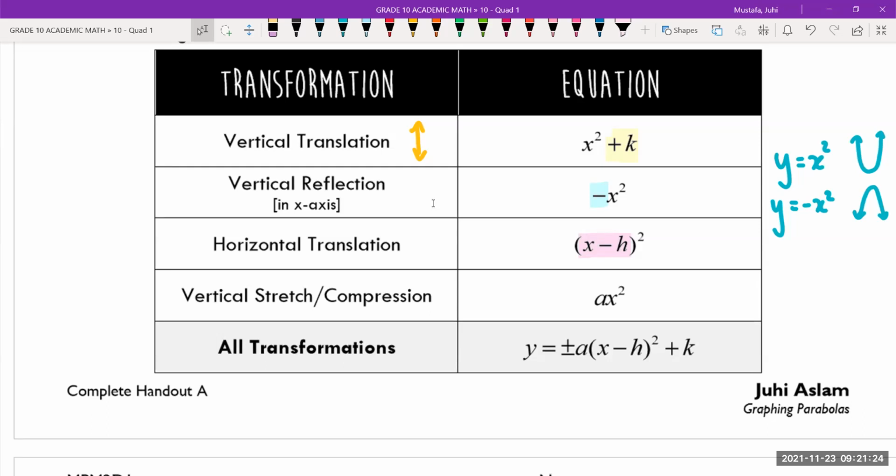Take that same balloon vertically, and now I'm going to compress it. I'm going to squish it. What's going to happen to the balloon? Is it going to become narrower or wider? Wider. Okay, so that means when we vertically stretch a parabola, it's going to become skinnier or narrower. When I vertically compress my parabola, it's going to become wider. Keep that in mind when we do the questions.